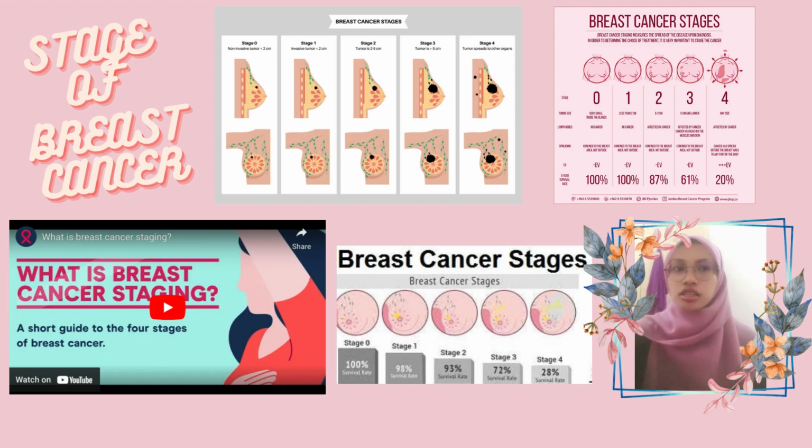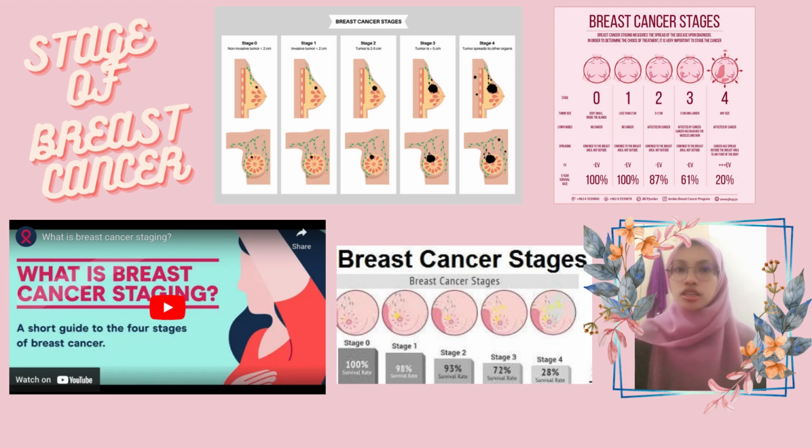Stage 3. The breast cancer is in nearby tissue and lymph nodes. Stage 3 is usually referred to as locally advanced breast cancer. Locally advanced breast cancer refers to cancer that has spread beyond its original site in the breast to nearby tissues or lymph nodes, but has not yet metastasized to distant organs such as lung, liver, or bones.